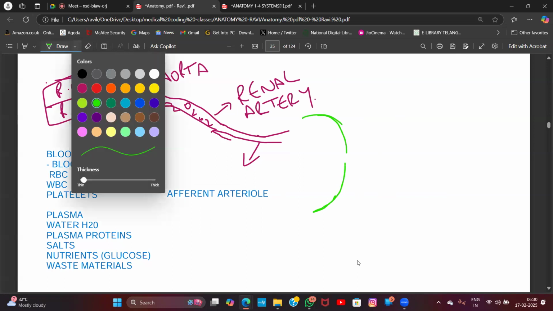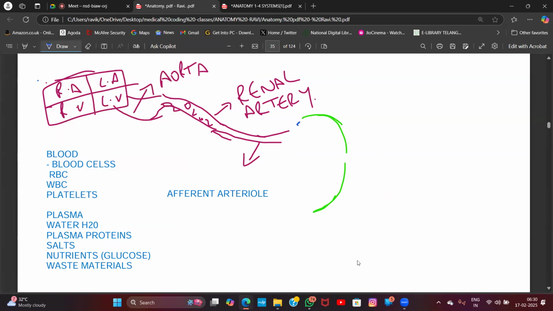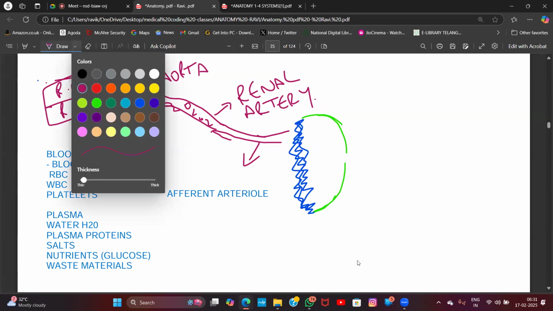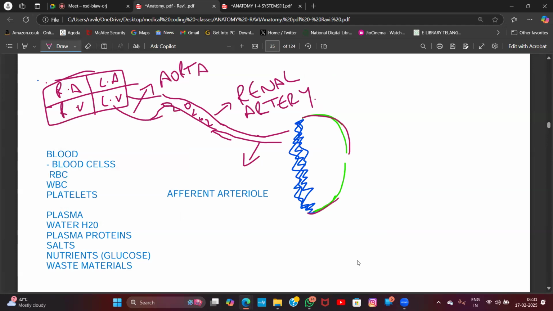The capillary-like structures present in the Bowman's capsule are called the glomerulus. The cap-like structure present around the Bowman's capsule is called the glomerulus. This was the structure of the nephron. The first structure is the glomerulus.